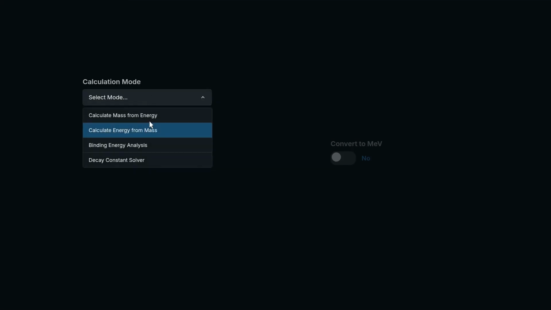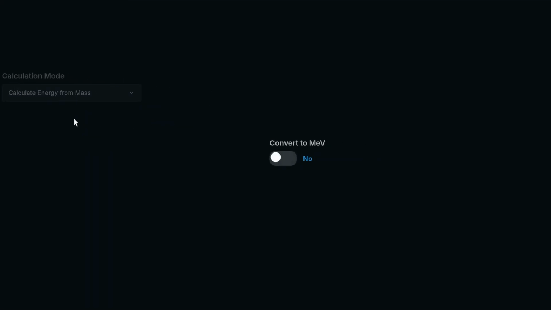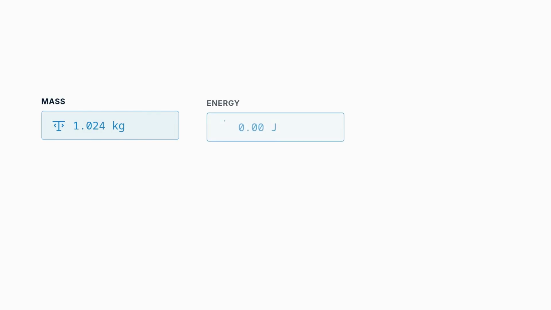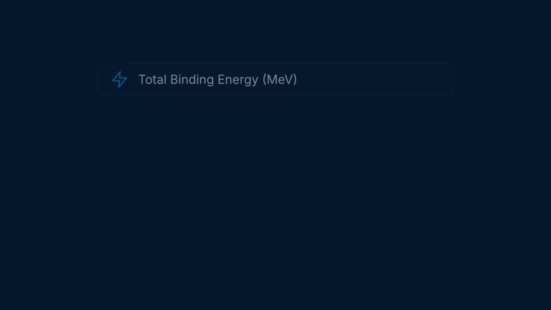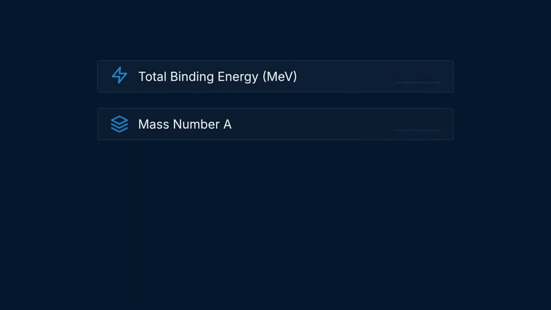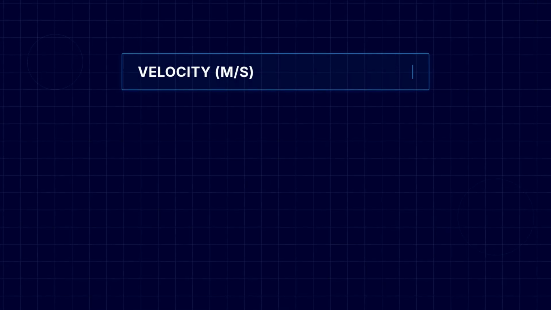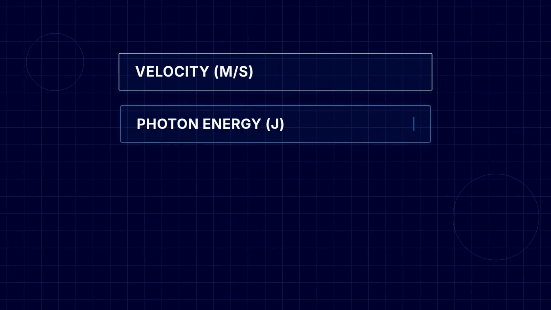There's also a convert to MeV dropdown with yes or no options. I'll keep it set to no. The input fields include mass in kilograms, energy in joules, mass defect in kilograms, total binding energy in MeV, mass number A, rest mass in kilograms, velocity in meters per second, photon energy in joules, and wavelength in meters.